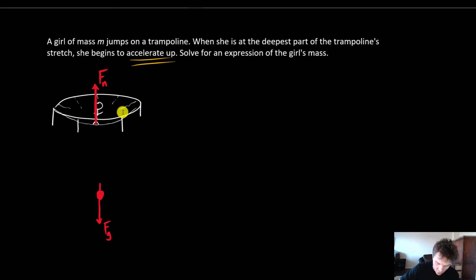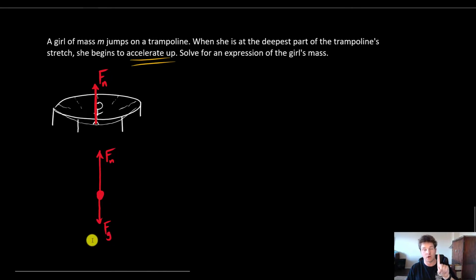And then I have the normal force going up. And again, just qualitatively, I know that this vector right here should be bigger than the weight vector because her net force needs to be going up. So right away, I know the forces going up need to be bigger than the forces going down. Okay. And all right, so let's set this up.